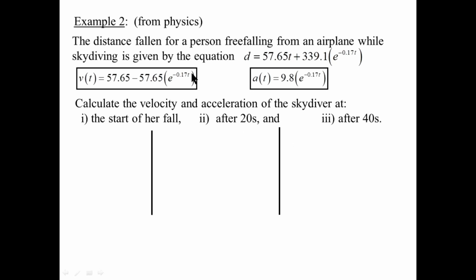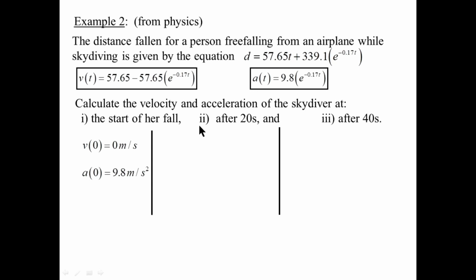Well, at the start of her fall, t will be 0, so the velocity will be 0. And the acceleration, if t is 0, we see that it will be e to the 0, which is 1, times 9.8. So our acceleration, when t is 0, will be 9.8 meters per second per second.